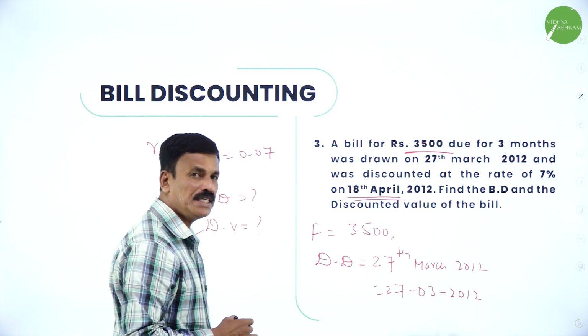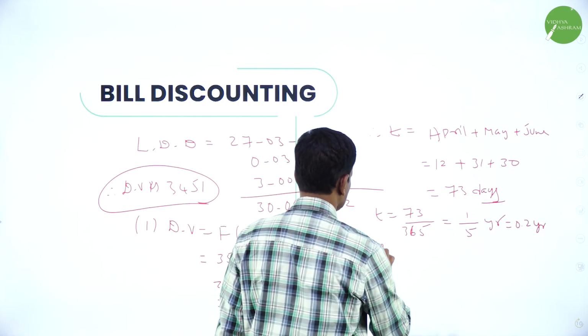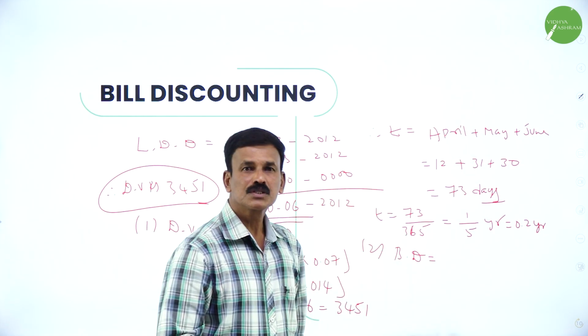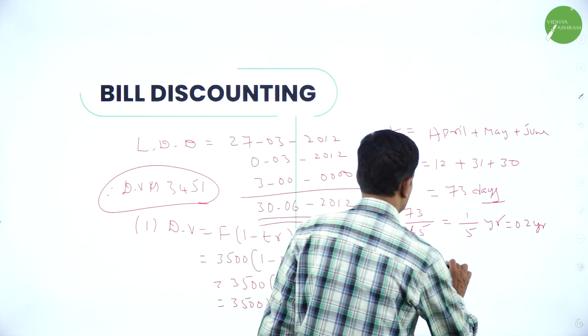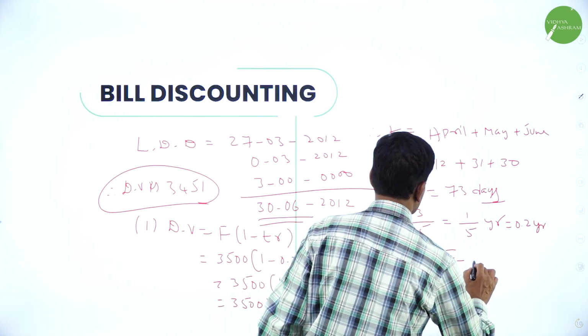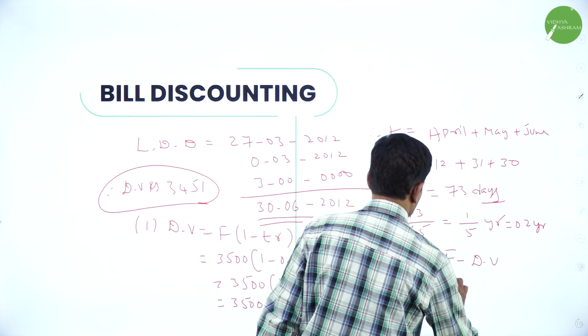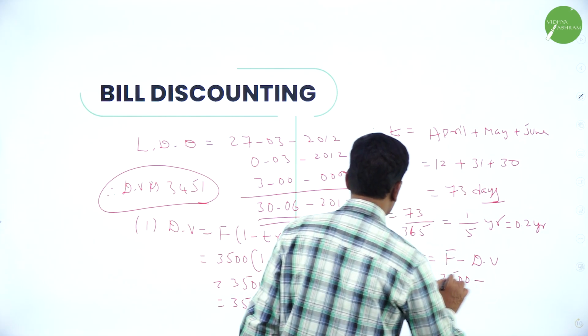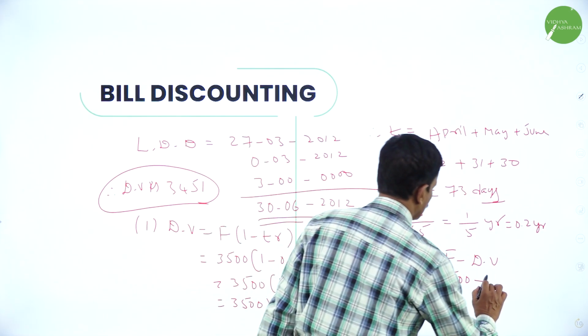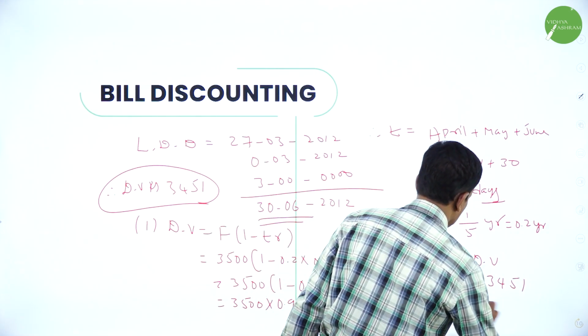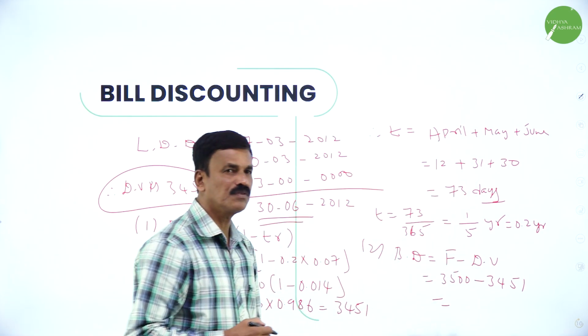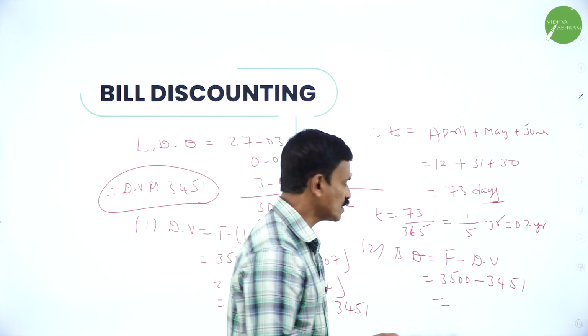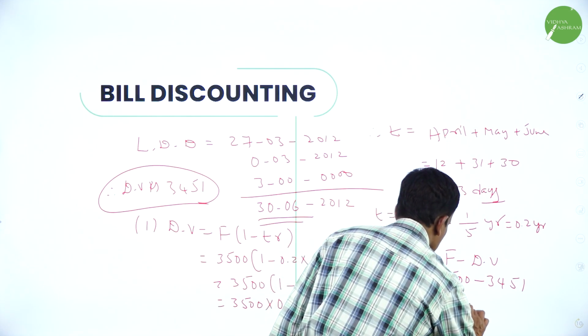Now find out BD. The second one is BD. So BD is equal to face value minus the discounted value. That is face value 3500 minus 3451. So 500 minus 451 is equal to 49, rupees 49.